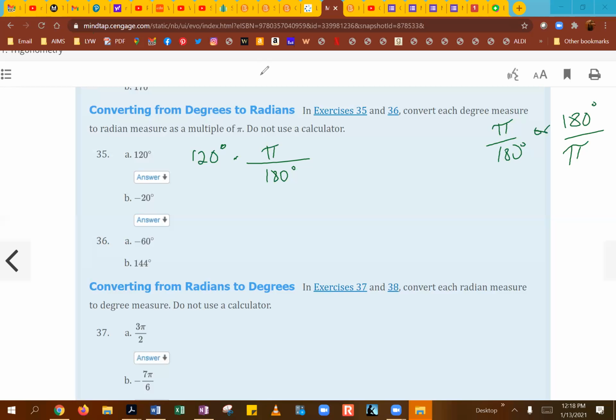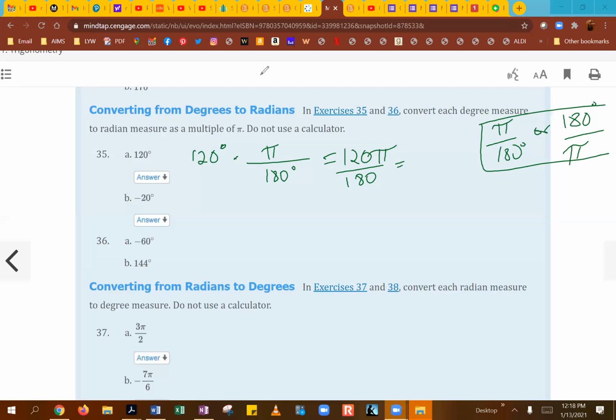So all you would have to do is reduce that 120 and 180. The pi will stay as it is. You don't have to multiply. You don't have to do approximations for pi. You leave the pi as it is. So basically you are just reducing 120 over 180. So what will that fraction reduce down to?